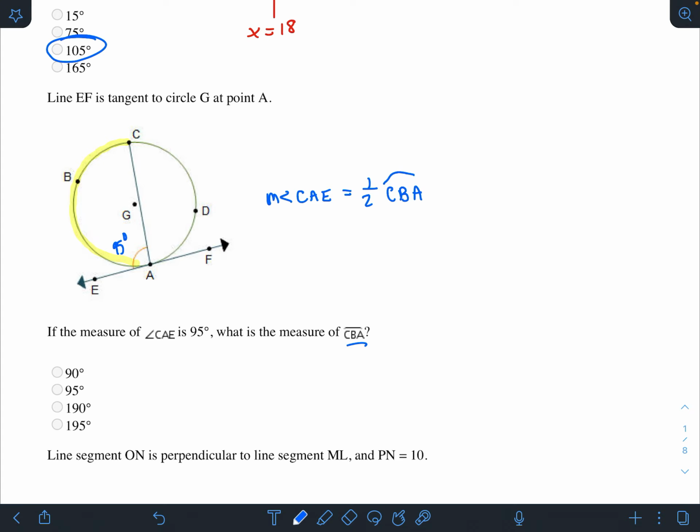All right, so plug in what we know. I know that 95 degrees is going to be 1/2 of the intercepted arc measure. All right, multiply both sides by 2, so I can solve, and I get the measure of CBA is 190 degrees.